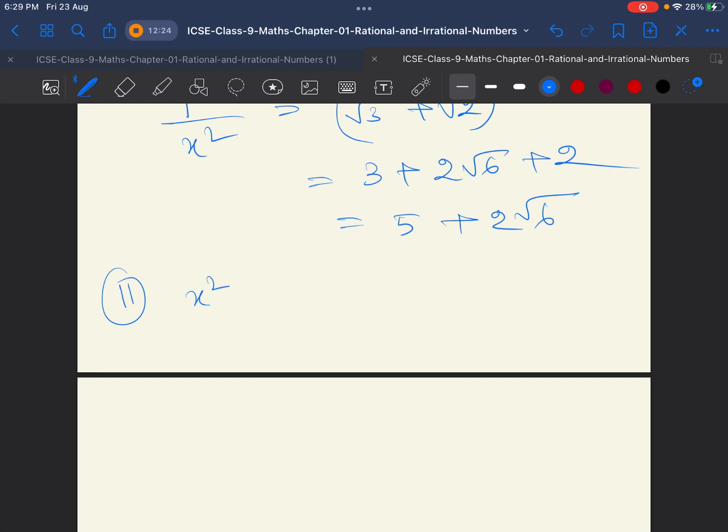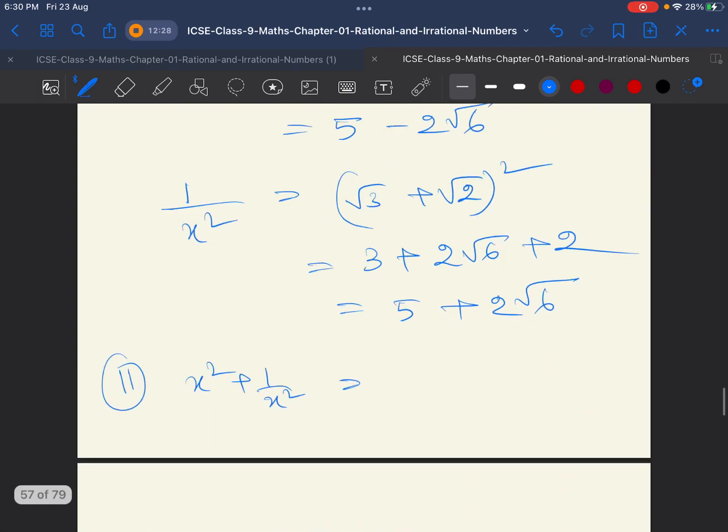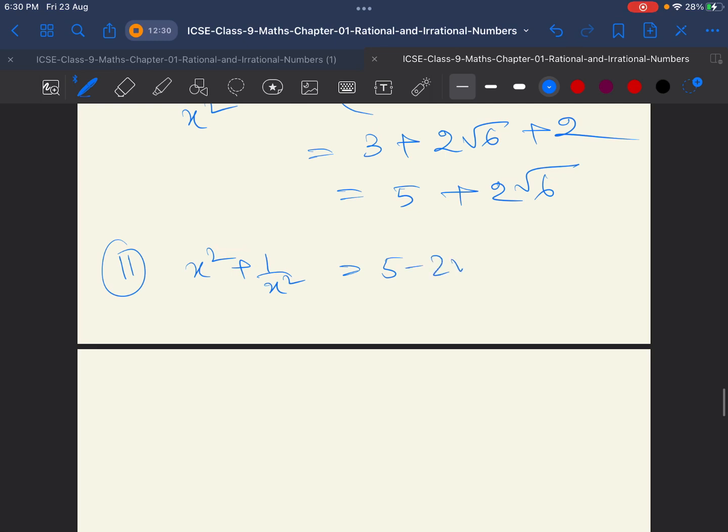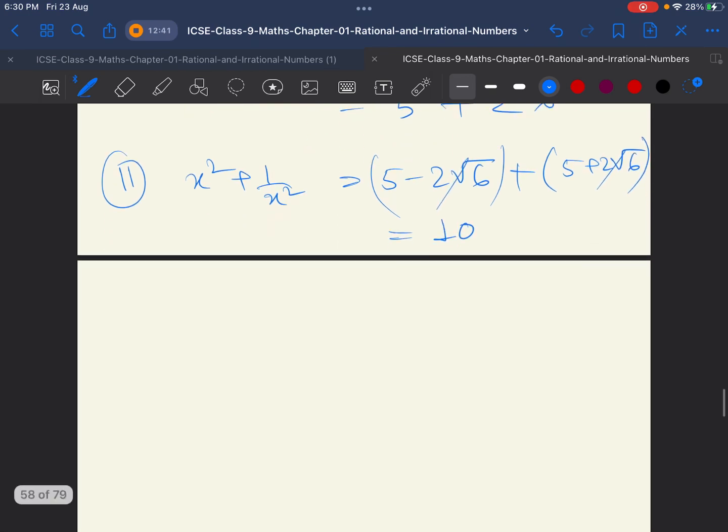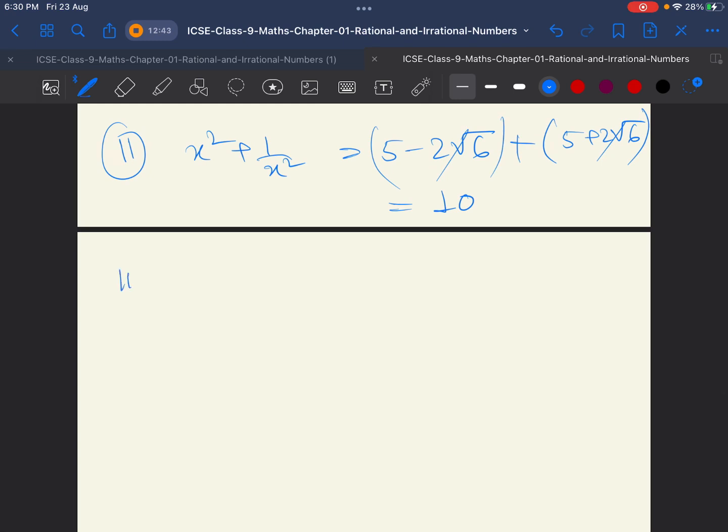So question number 2, x square plus 1 by x square: x square is 5 minus 2 root 6 and 1 by x square is 5 plus 2 root 6. So 2 root 6 minus 2 root 6 cancel. 5 plus 5 is 10.